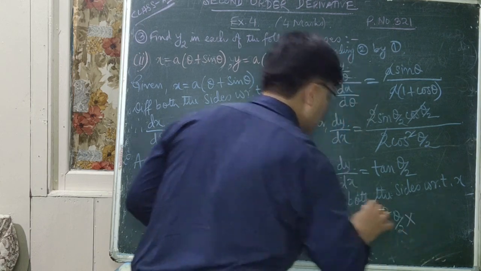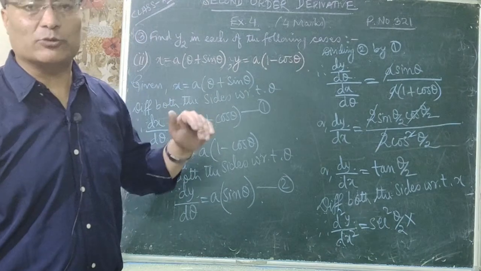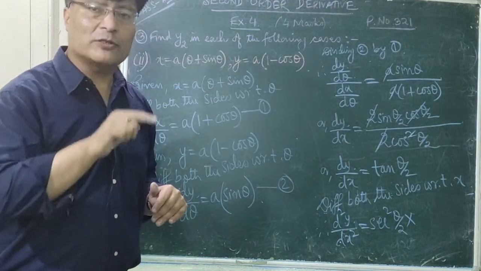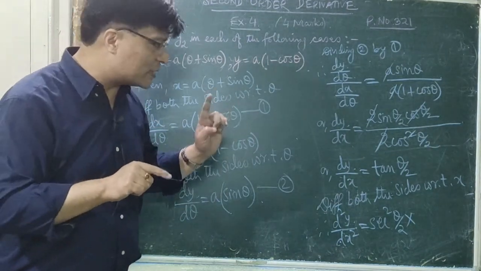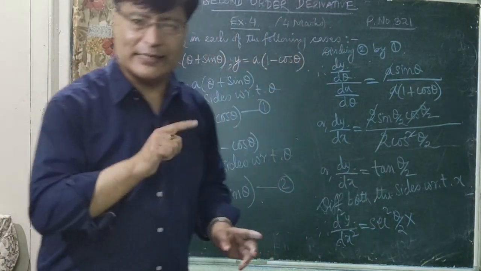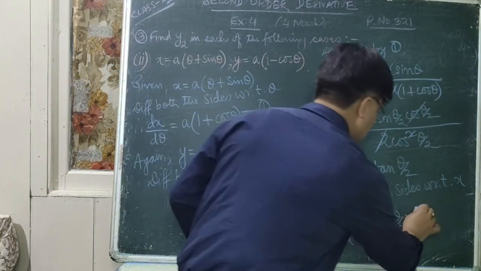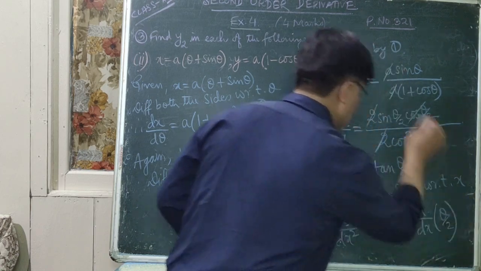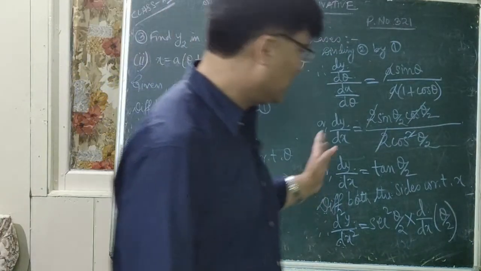sec square theta by 2 into, now which function is taken as x? Theta by 2. Again you have to differentiate theta by 2, the function which is assumed as x, with respect to x. Here theta by 2 is assumed as x, so theta by 2 should be differentiated with respect to x. That is dy dx of theta by 2. So I think you have understood it. So you can copy it now.